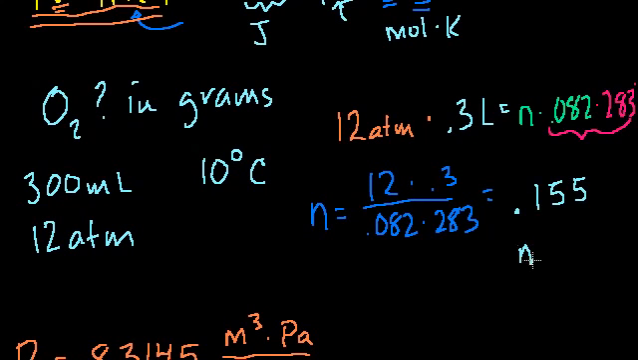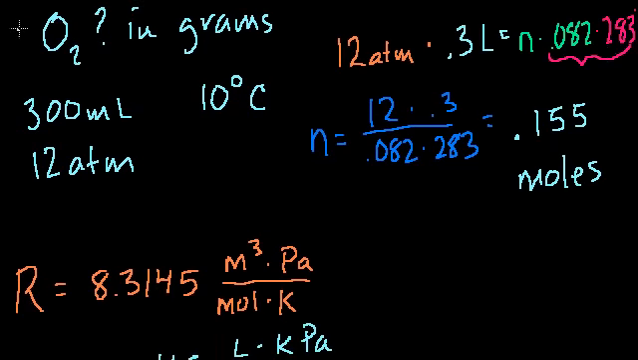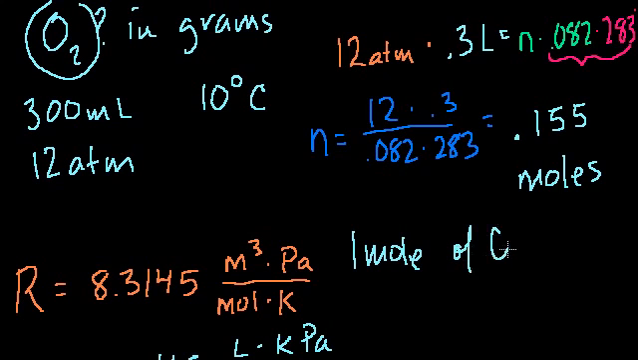Now, how many grams are in 1 mole of oxygen, or of an oxygen molecule? So 1 mole of O2. Well, we know oxygen's atomic mass is 16. 1 molecule of gaseous oxygen has 2 atoms in it. So it has atomic mass of 32 atomic mass units. So its molar mass, its mass per mole, is going to be 32 grams.